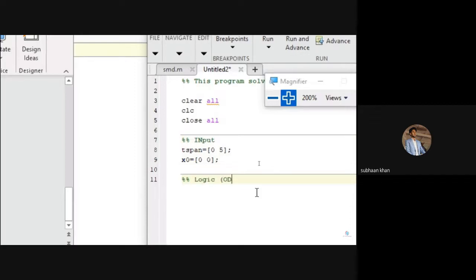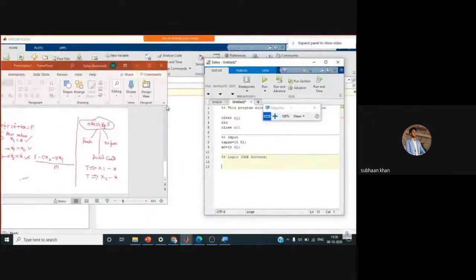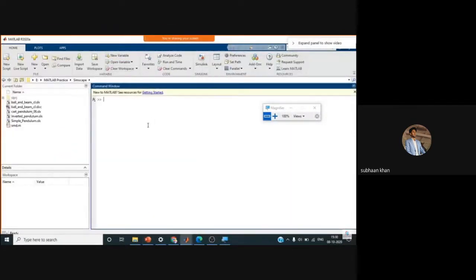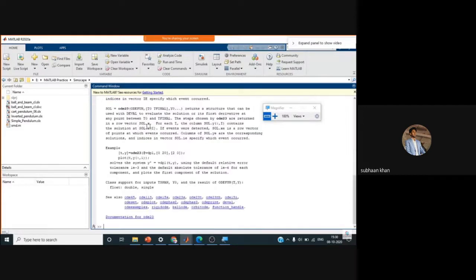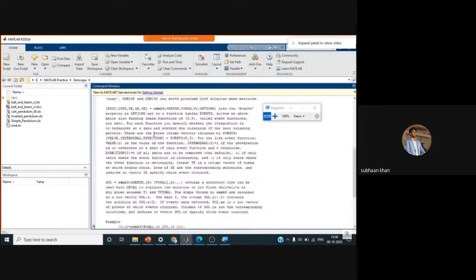Logic is nothing but an ODE solver. In this ODE solver, we need to call an ODE function. First of all, before solving this, we'll just look at how this ODE function works. Then I'll search for help ODE. There will be two functions typically in this application, that is ODE23 and ODE45.